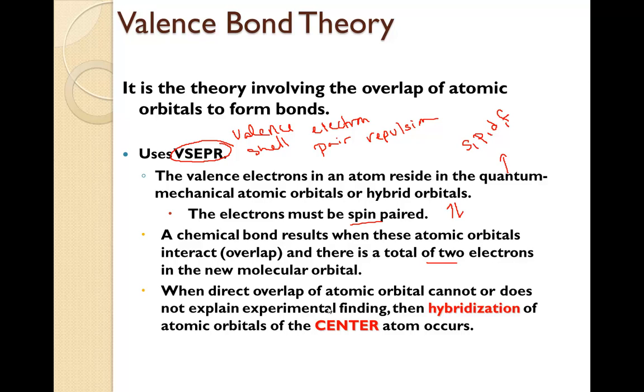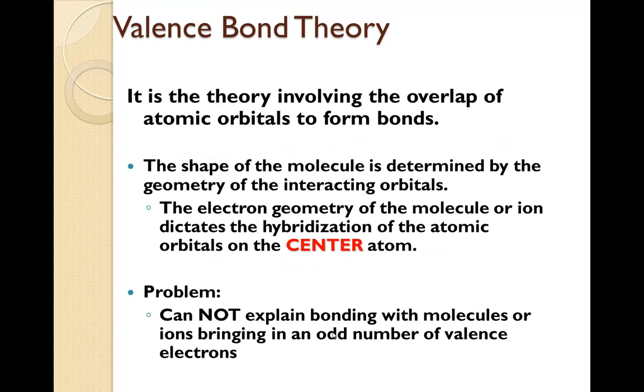the new molecular orbital. When direct overlap of the atomic orbitals cannot or does not explain experimental findings, then hybridization of the atomic orbitals on the center atom occurs. So we're focusing on the center atom, the s, p, d, and f. The shape of the molecule is determined by the geometry of the interacting orbitals. The electron geometry of the molecule or ion dictates the hybridization of the atomic orbitals on the center atom. There is a problem here, though. It cannot explain bonding with molecules or ions having an odd number of valence electrons.